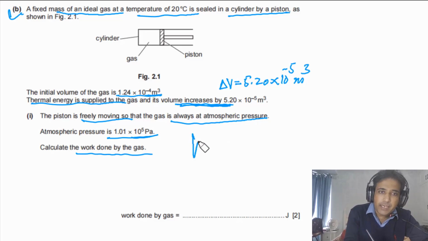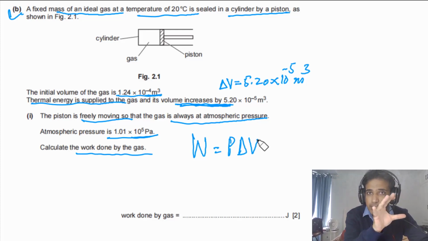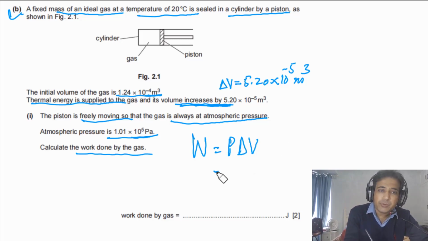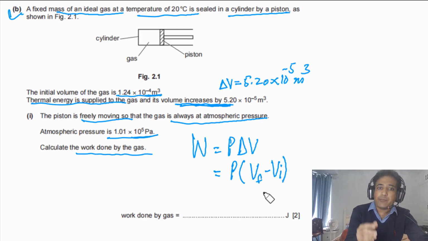So the work done by the gas is equal to P times delta V. As in this case the gas is expanding, the work done by the gas is positive. Simply you can use this formula, P times (V final minus V initial). If work done by the gas is positive, you will get a positive result. If you get a negative result, it means the work done by the gas is negative. But when the gas is expanding, the work done by the gas is positive.